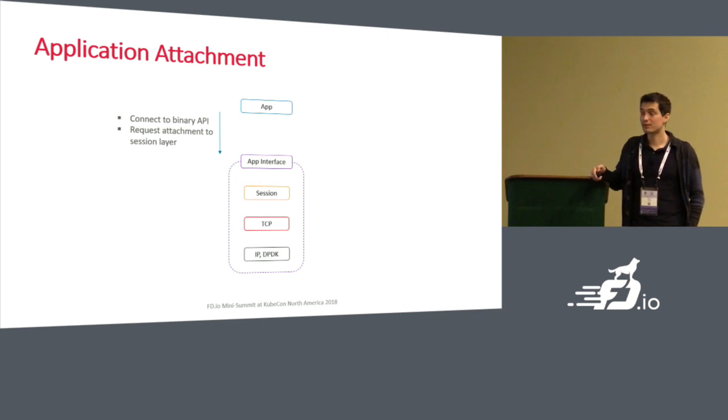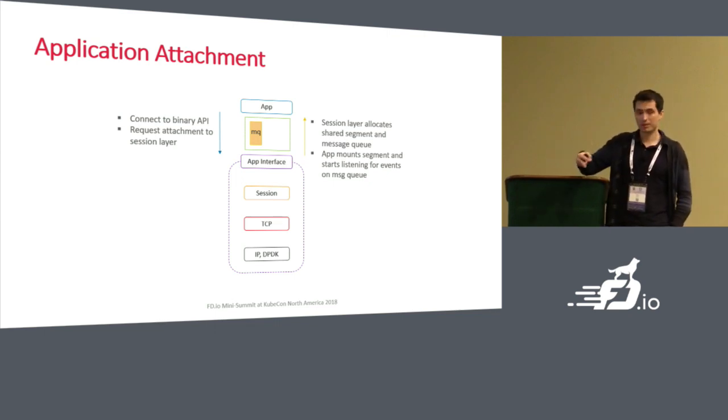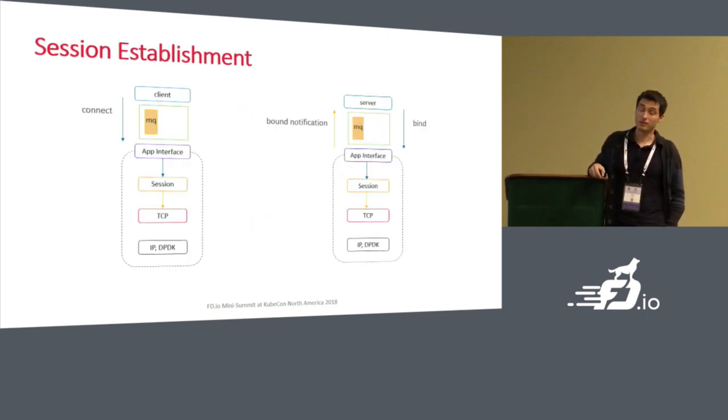How do applications actually communicate? And let's take a couple of very simple examples. So applications, in order to get access to VPP's host stack, first connect to the binary API, and then they send over the binary API an attachment request. If VPP deems that to be worthy, it allocates a shared memory segment. In that, it puts a message queue and notifies the application that everything happened successfully. And now the application mounts this information and starts listening on the message queue for events.